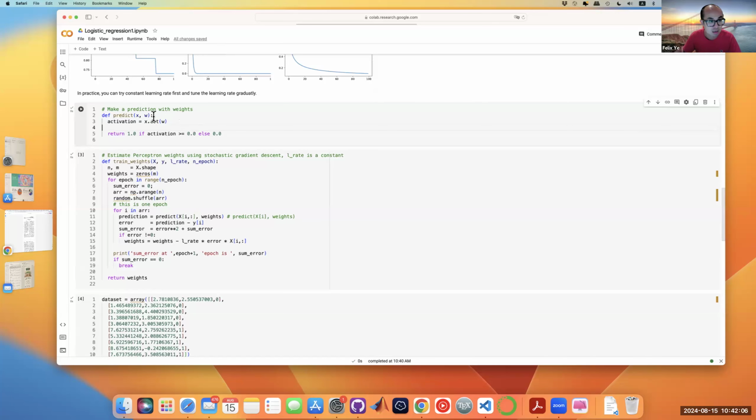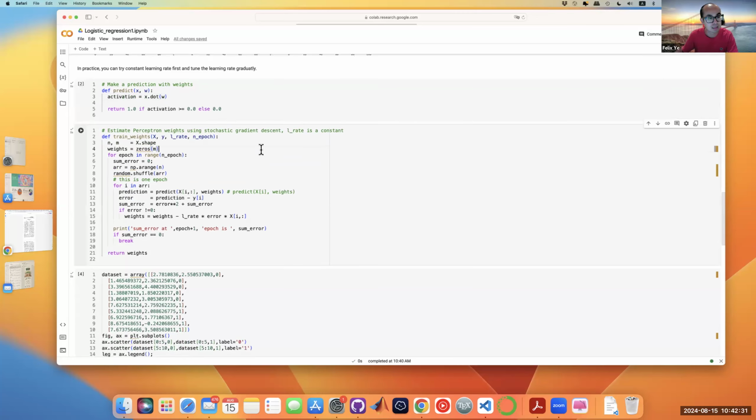We write this perceptron and this activation function very quickly. So we have this pre-activation value, which is just x dot w. And we know the output will be 1 if the activation is bigger than 0, and 0 otherwise. So this is nothing but we just copy and paste what we already have. The second thing is we're going to train this weight. So this is my training function, and obviously it's very important.